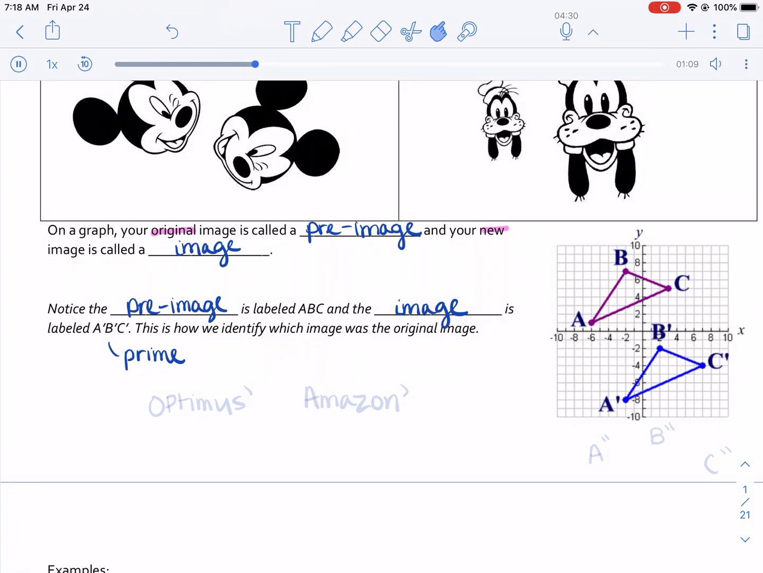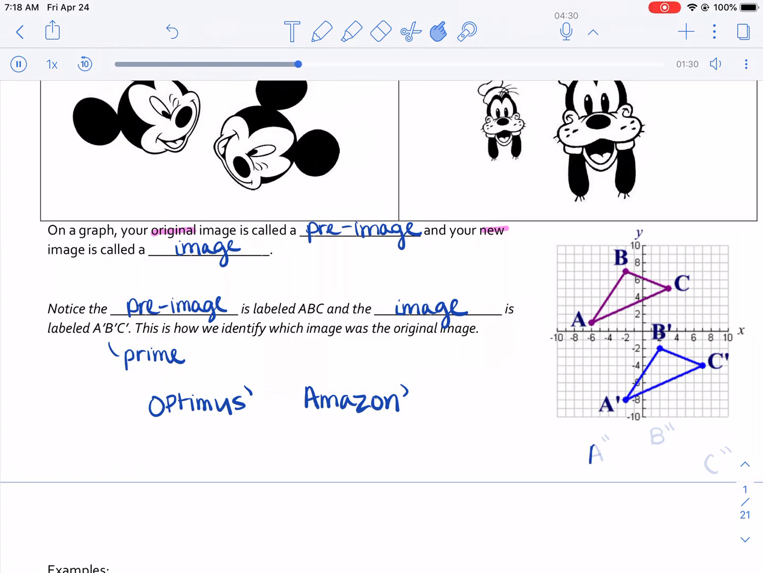So if we were to take this and apply it to some other things, if you like Transformers, here's a way to write Optimus Prime. And if you want free shipping, here's your Amazon Prime. But basically that little apostrophe means it's the new, it's the image.